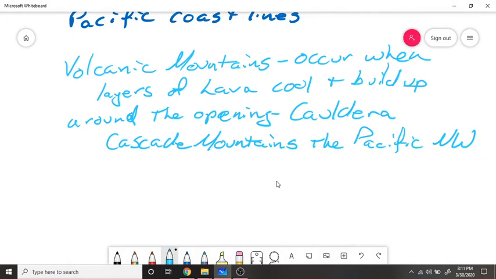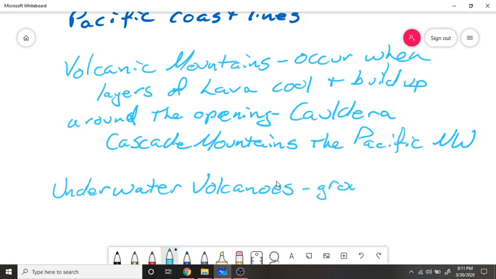Underwater volcanoes can also occur. These grow the same way. Lava builds up, but these can grow into islands, like the Hawaiian Islands.